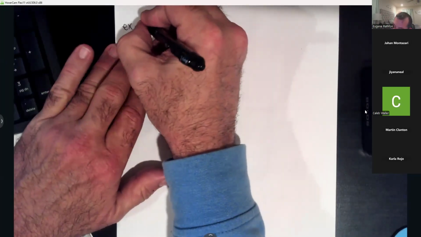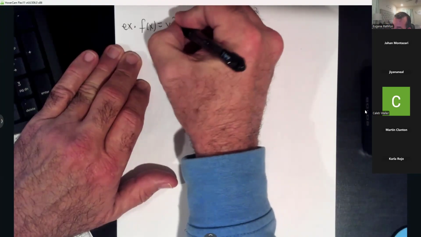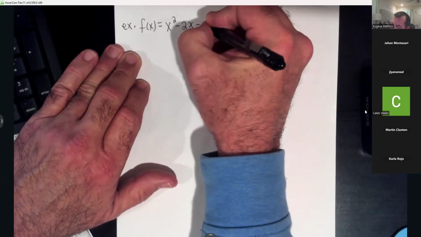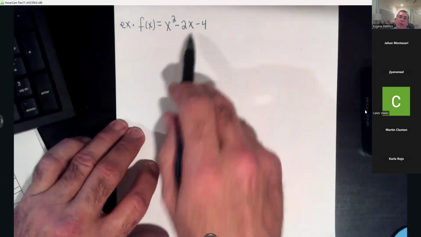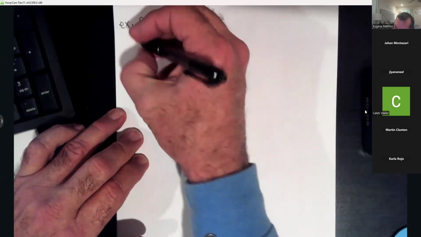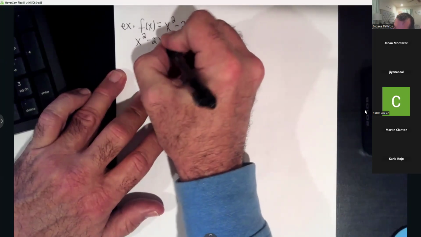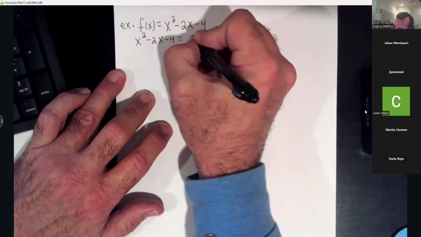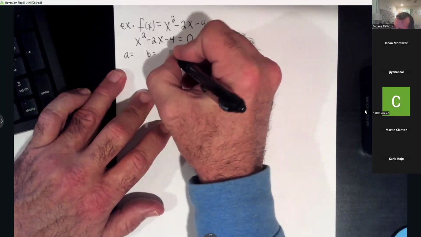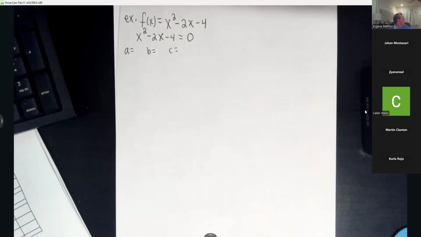All right, y'all, this one has f of x equals x squared minus 2x minus 4. Now, this one you couldn't have factored anyway, so the only way to do this one is the quadratic formula. So I'm going to set it equal to 0. And y'all, what I need are A, B, and C. So give me my A, B, and C on this one, y'all.